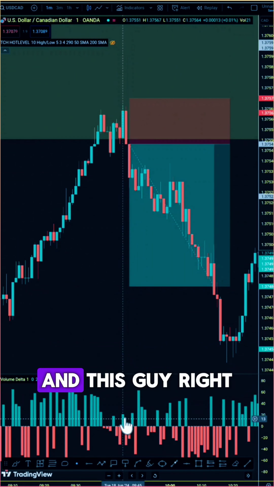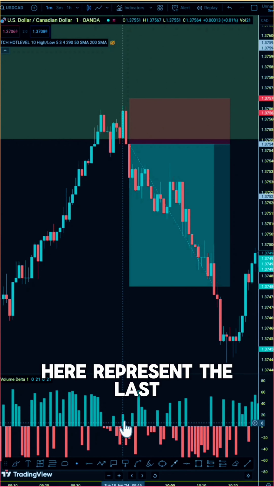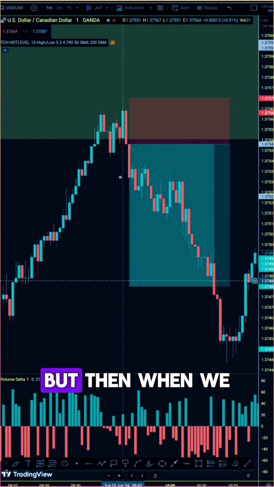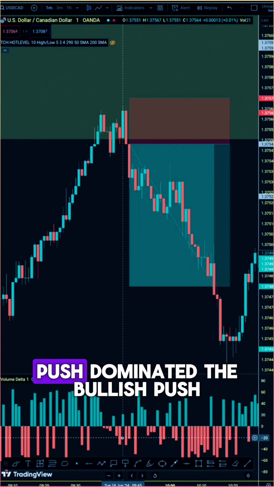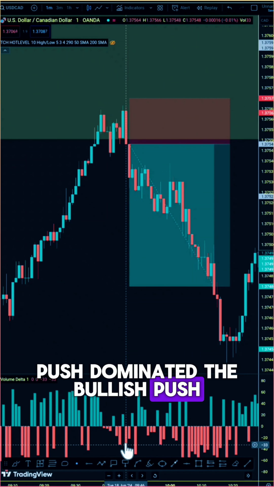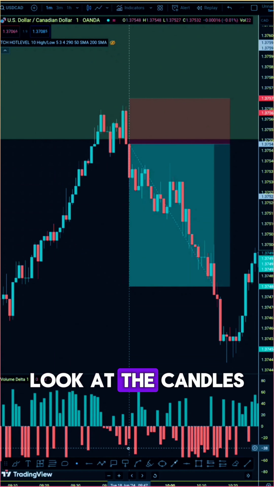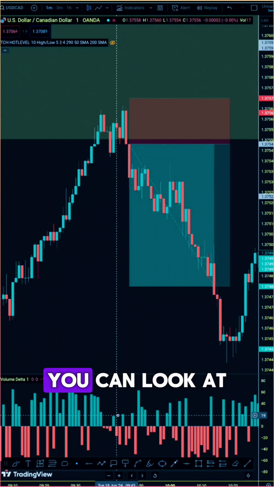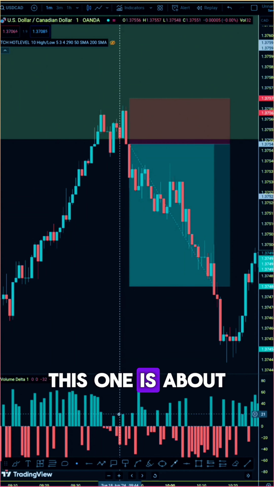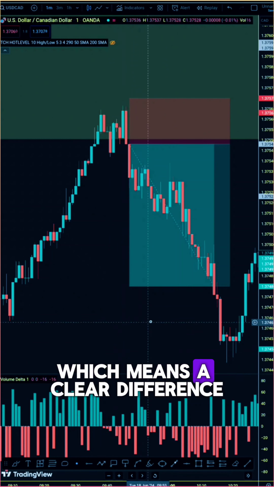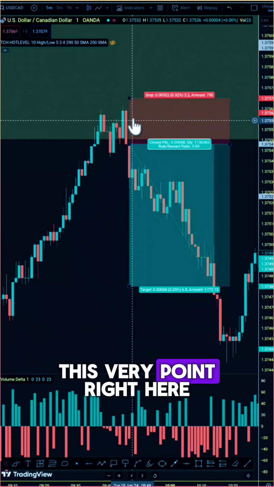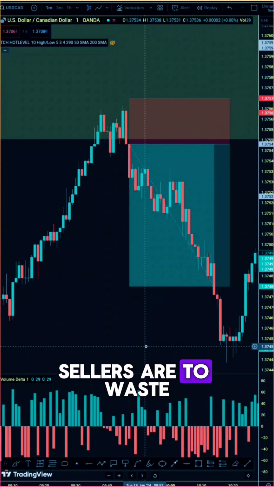All right, now looking at this one right here, we look at the delta, and this guy right here represents the last bullish push. But then when we look at the bearish push, what we can see is that the bearish push dominated the bullish push. All right, how do you know that? Look at the candles. The candles are bigger than each other, and again you can look at the numbers. This one is about 21, and for this one we have about 37, which means a clear difference, which means that at this very point right here, the sellers outweigh the buyers.